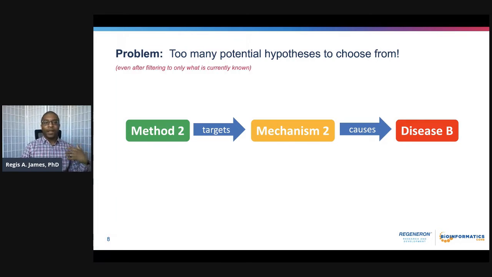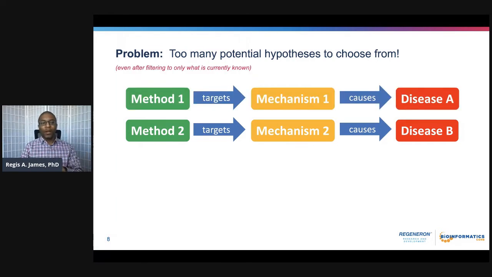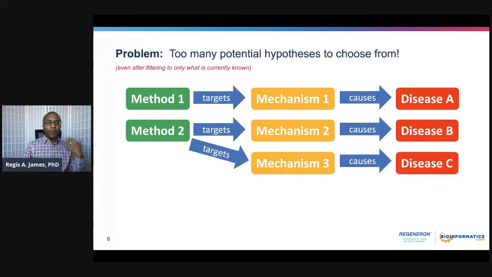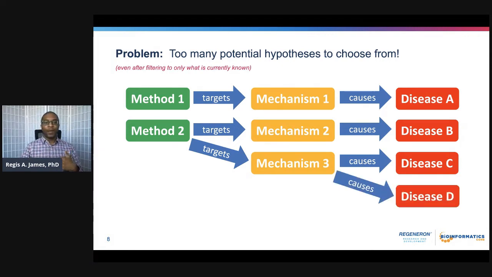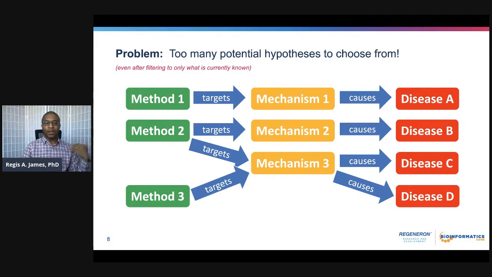So we may have, even after filtering to what's currently known, another method that can target another mechanism that causes another disease. Or the same method, so method number 2, can target a different mechanism, which, if not remedied, would cause another disease. Or you can also have another method that targets the same mechanism that can cause multiple diseases. You can even have the same mechanism, the molecular abnormality, causing multiple different types of diseases or phenotypic representations. And this can go on and on and on.